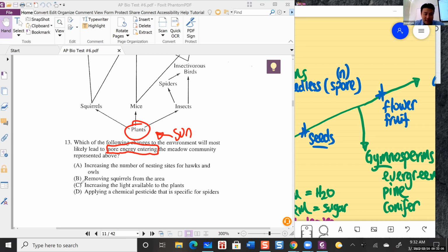Number 13 has to be C, increasing the amount of light, because that helps the plant to do photosynthesis, right? Taking away the squirrel, the total energy is still the same. Nesting site for hawks doesn't make sense. If you apply chemical pesticide for spiders, no, yeah? So those are too far-stretched, okay? But C is the most direct answer, okay? You could argue that if you kill the other organism, there's more plant. If there's more plant, they can do more photosynthesis. But that's not the simplest explanation, okay?